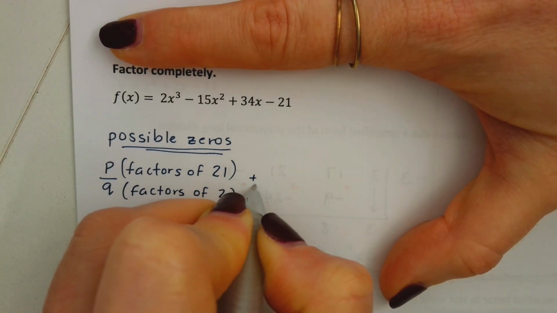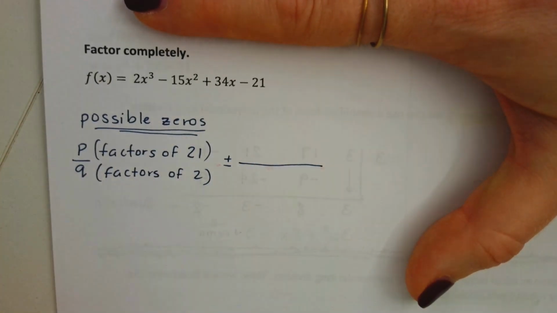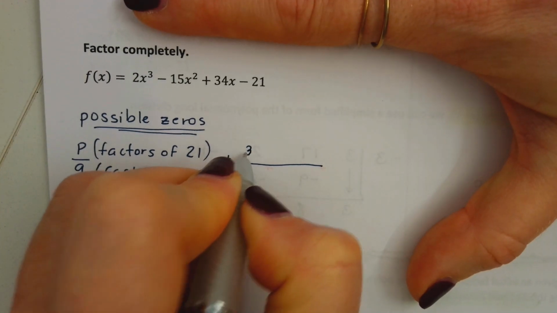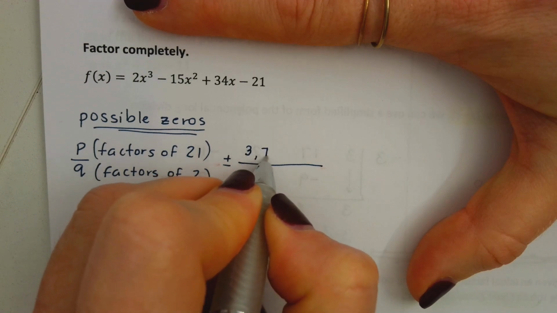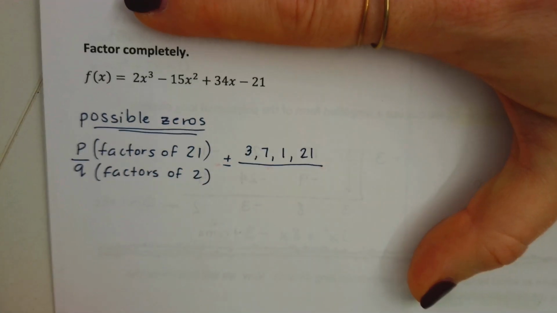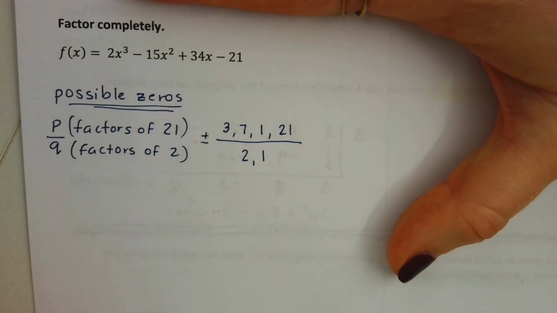And remember, you can always do positives and negatives of these. So starting with factors of 21, we listed them out earlier. What do we got? Definitely not a 6. 3, 7, 1, and 21. What about factors of 2? 2 and 1. Very good. Small list on the bottom.